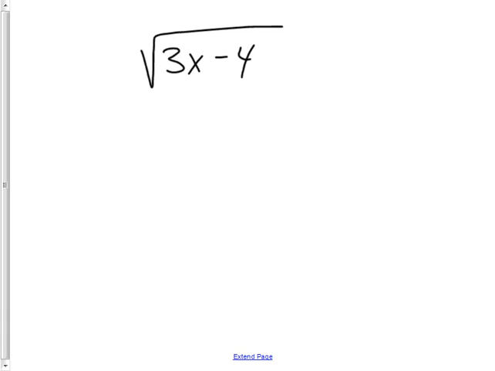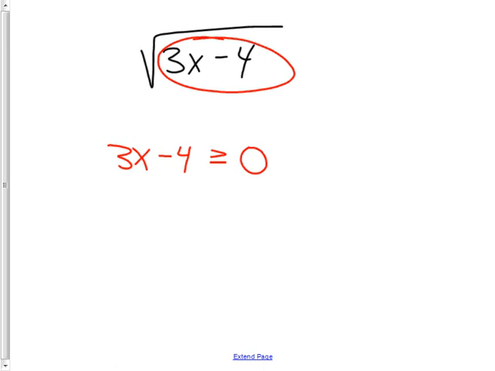They were saying, instead of just saying, figure out where 3x minus 4 is equal to 0, because that's kind of the key point, and it is important, why not say that whatever's underneath here has to be bigger than or equal to 0. So if I write that, then it's just saying it can't be negative, right? It has to be bigger than 0 or equal to 0.